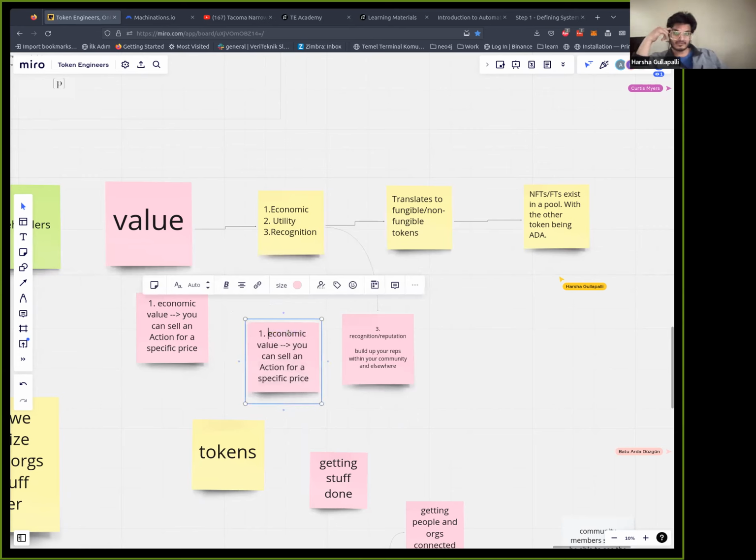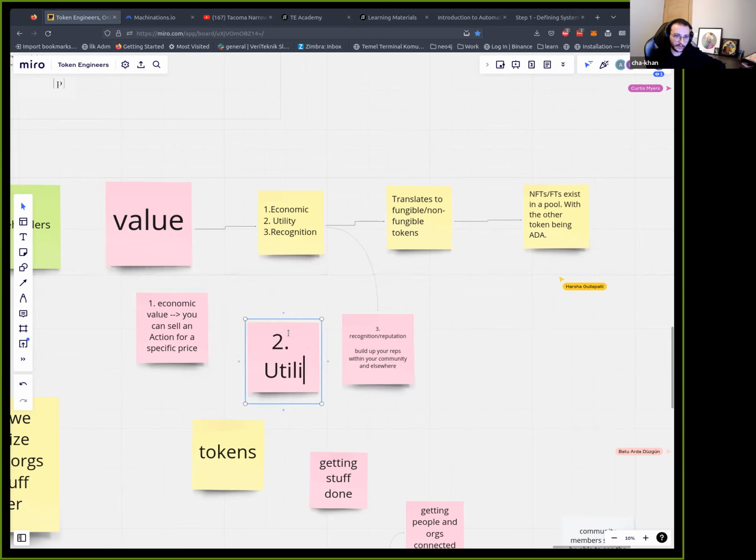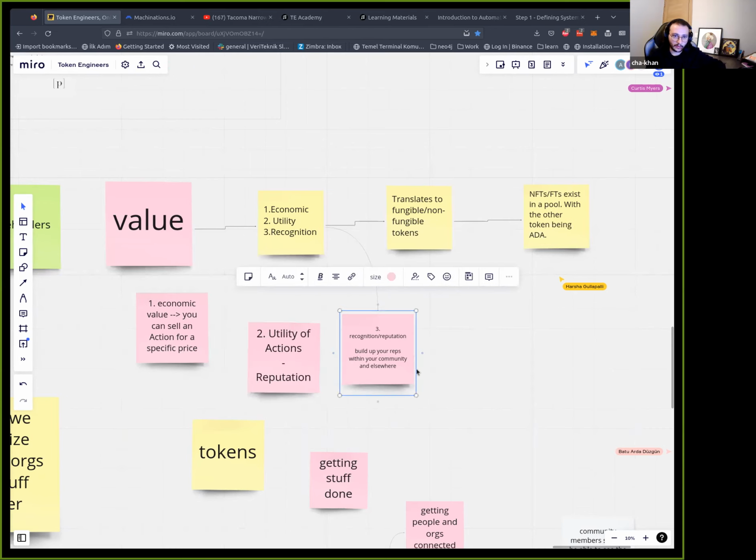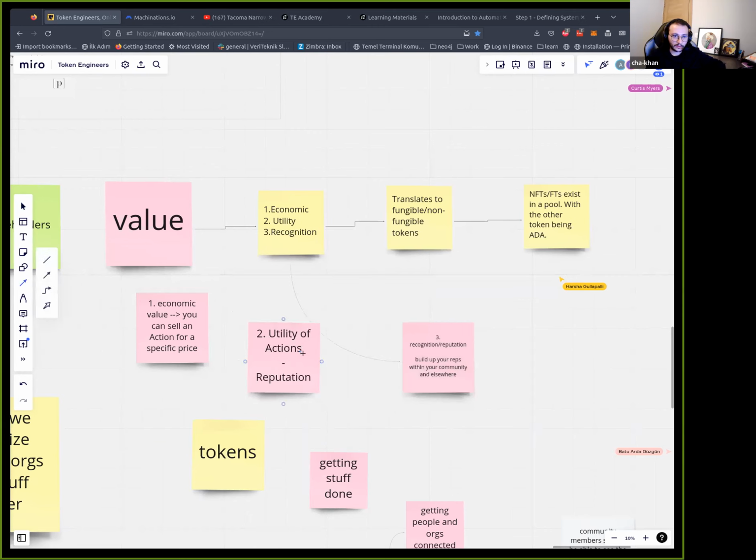Yeah, that would still count as utility, no? That is a type of utility, I'd say, yes. So what is the utility of the action? Utility of actions is reputation. So maybe we can do it like this.